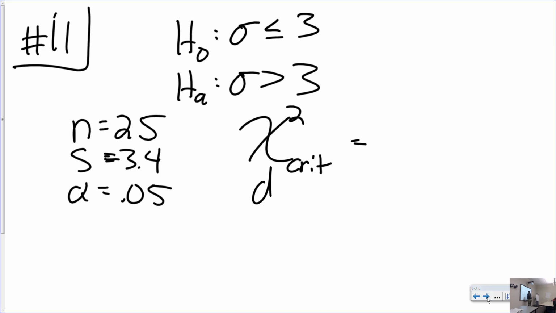So what are my degrees of freedom first off? 24. What am I going to look up? 24 on the one tail, greater than 0.05. Note that there is no one or two tail side or anything like that, you're just looking up a number. 13.84.